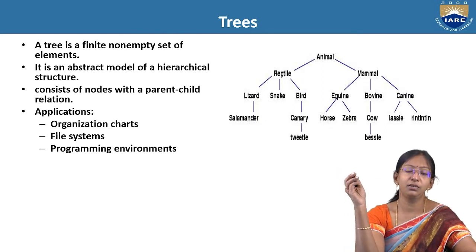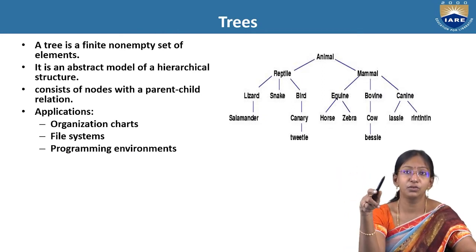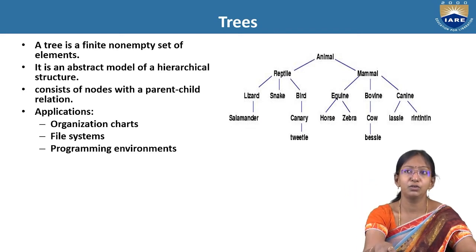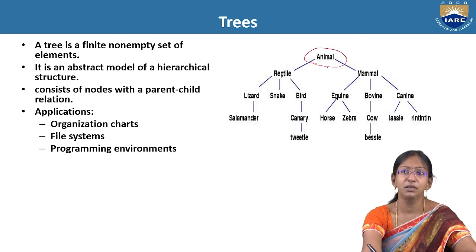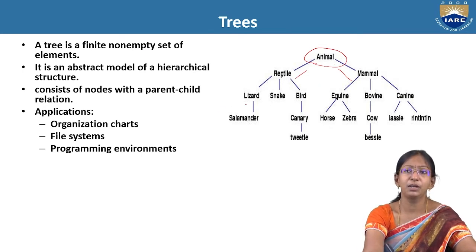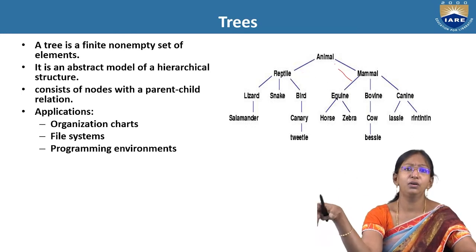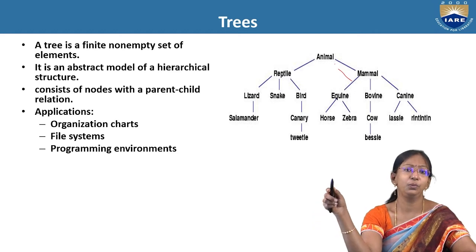So what is a tree? Let's start from the basics. It is a finite non-empty set of elements. Have a look at this one. The root is animals. Reptiles and mammals are the 2 categories of animals. Coming to reptiles, you can have snakes, lizards and birds, and under mammals you can have equine, bovine and canine. Okay, if you draw the whole data structure, it will go to a lengthy way, right?